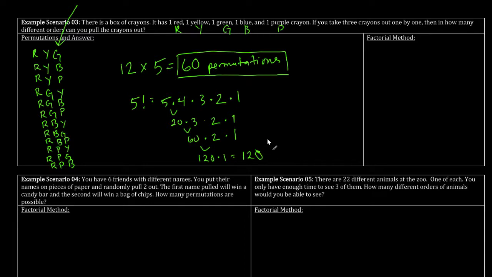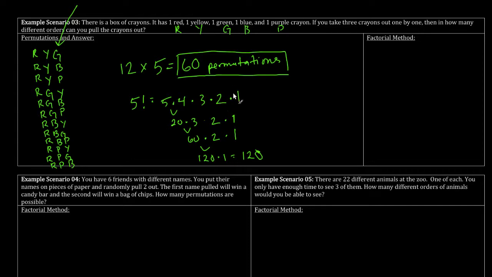Okay, so we have 120. Now that's not the same. But you've got to remember, this 5 factorial is trying to say that on the first turn you have 5 to choose from. On the second turn you have 4 to choose from. On the third turn you have 3 to choose from. On the fourth turn you have 2 to choose from. On the fifth turn you have 1 to choose from.